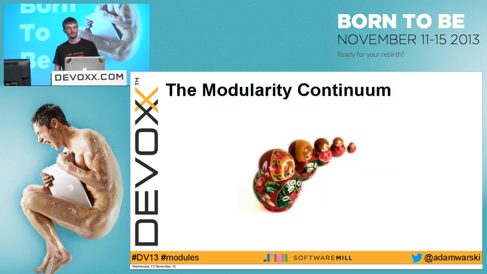Okay, so as I said, the things that are covered by the word module can be very broad. So I think we can talk about something like a modularity continuum. We can get modules in different sizes and shapes, right? And quite often the bigger modules can contain the smaller modules, and this forms a kind of continuum.